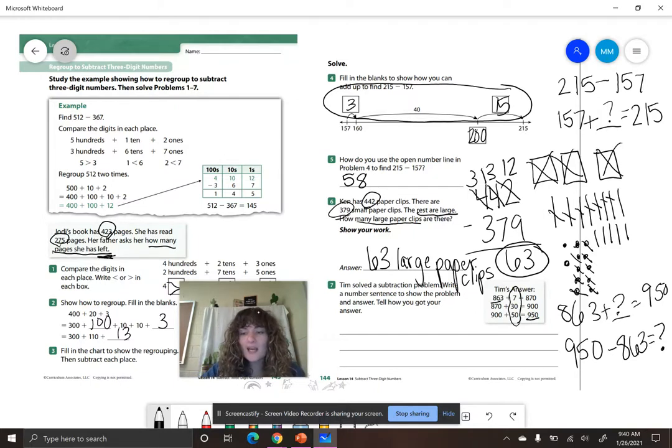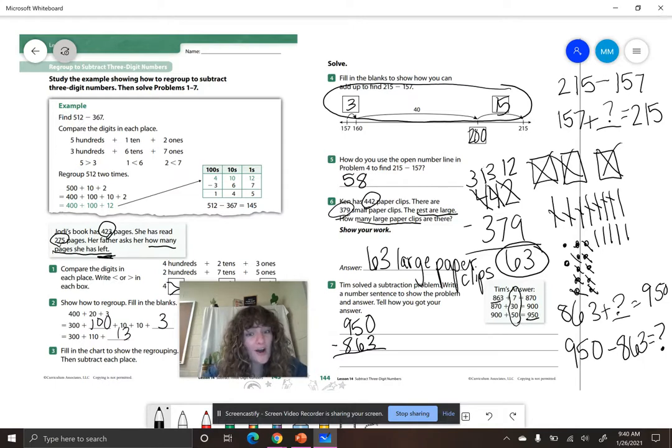So let's think about this equation. So 950 minus 863. All right, so Tim showed this as an addition problem. He started at 863 and he counted up to 950. So he started by adding 7 ones. Let's look at our ones place. I have 0 ones in 950. Can I take away 3? No. So where did he go?